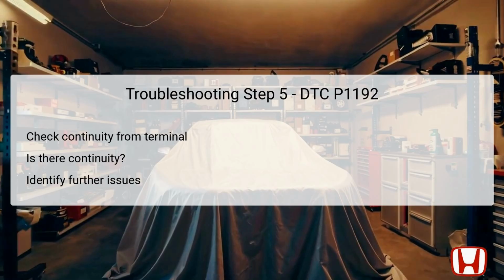If continuity is present, it suggests that the wiring is intact and functional up to this point, potentially indicating that the FTP sensor itself is defective. However, if no continuity is detected, this likely points to an issue with the wiring or ground connection within the circuit, necessitating a thorough inspection and possible repair to restore full functionality to DTC P1192.